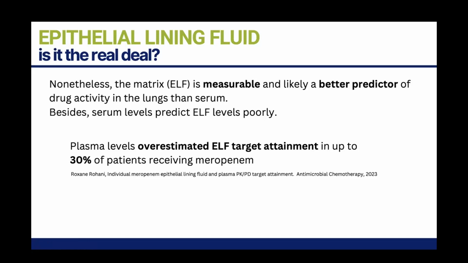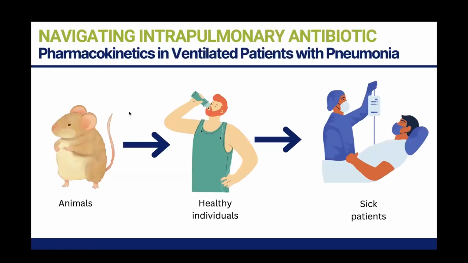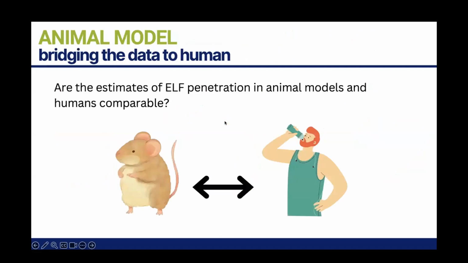And finally, when reading papers on the PK or intrapulmonary antibiotic pharmacokinetics, there are a few other things that we need to consider. I think we need to consider the fact that these models can be complicated, and the way that we look at this, we need to actually understand that models in animals, healthy individuals, and sick patients are different. The estimate of ELF penetration in animal models and human models is likely not comparable.